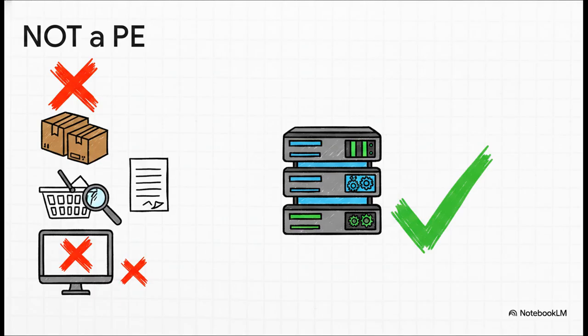But what is not a PE? Things like storage, purchasing goods, or gathering information. Why? Well, because these are merely preparatory or auxiliary activities. They're the support act, not the main event.